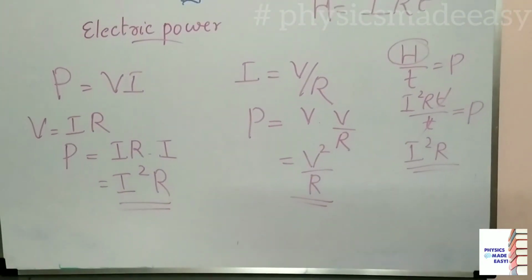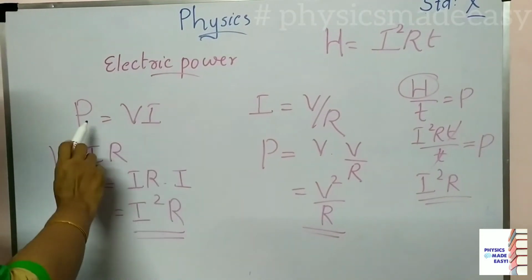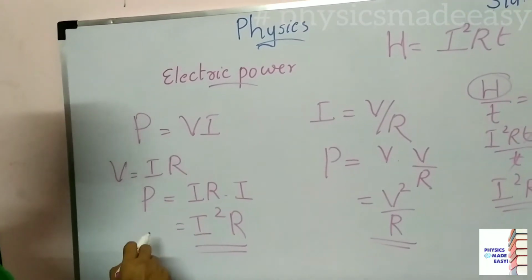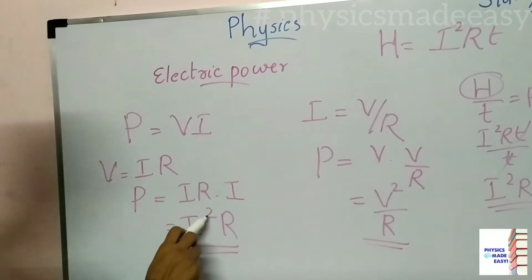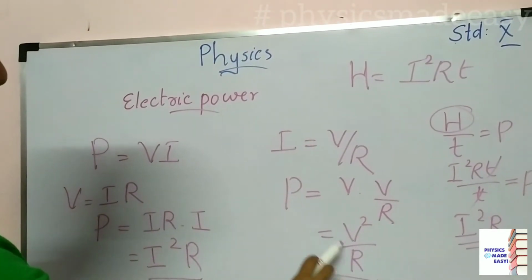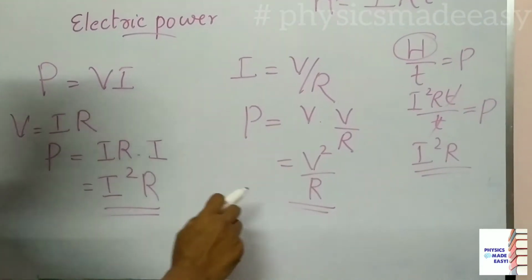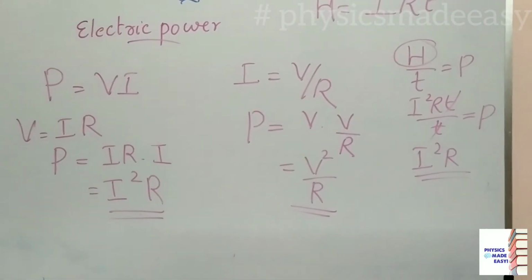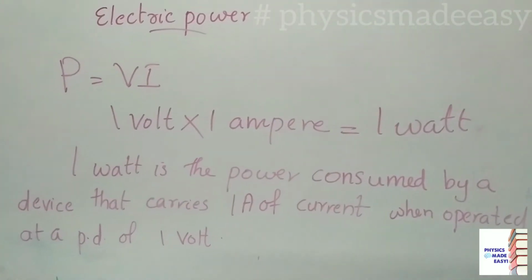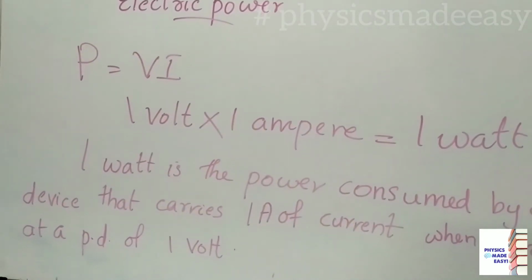So you can write the equation for electric power in terms of V and I, that is P is equal to V into I. In terms of current and resistance, electric power is equal to I square into R. In terms of potential difference and resistance also you can write this power, that is power is equal to V square divided by R. You have to know all these equations. You know the SI unit of power, that is watt. Then from this equation how can we define 1 watt?